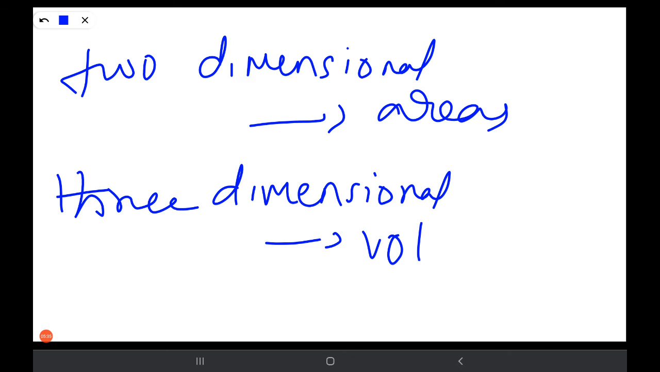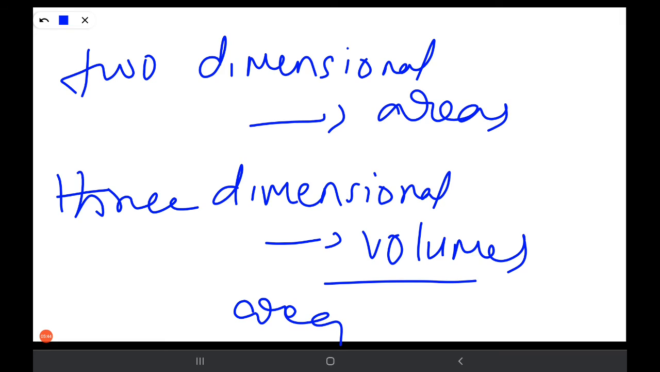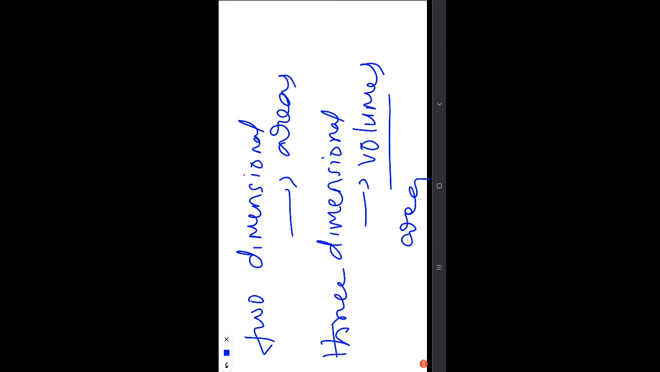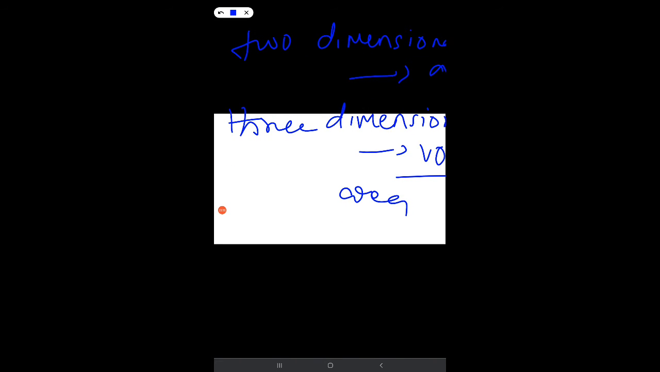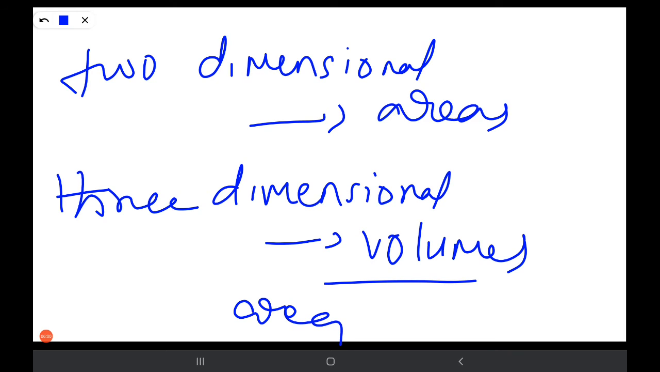contain volume. As well as, three dimensional figures contain area also. If you take any three dimensional figure, whether it is solid or whatever, it contains volume as well as surface areas also. What I am telling here, a two dimensional figure contains only areas, but a three dimensional figure contains areas as well as volume also.